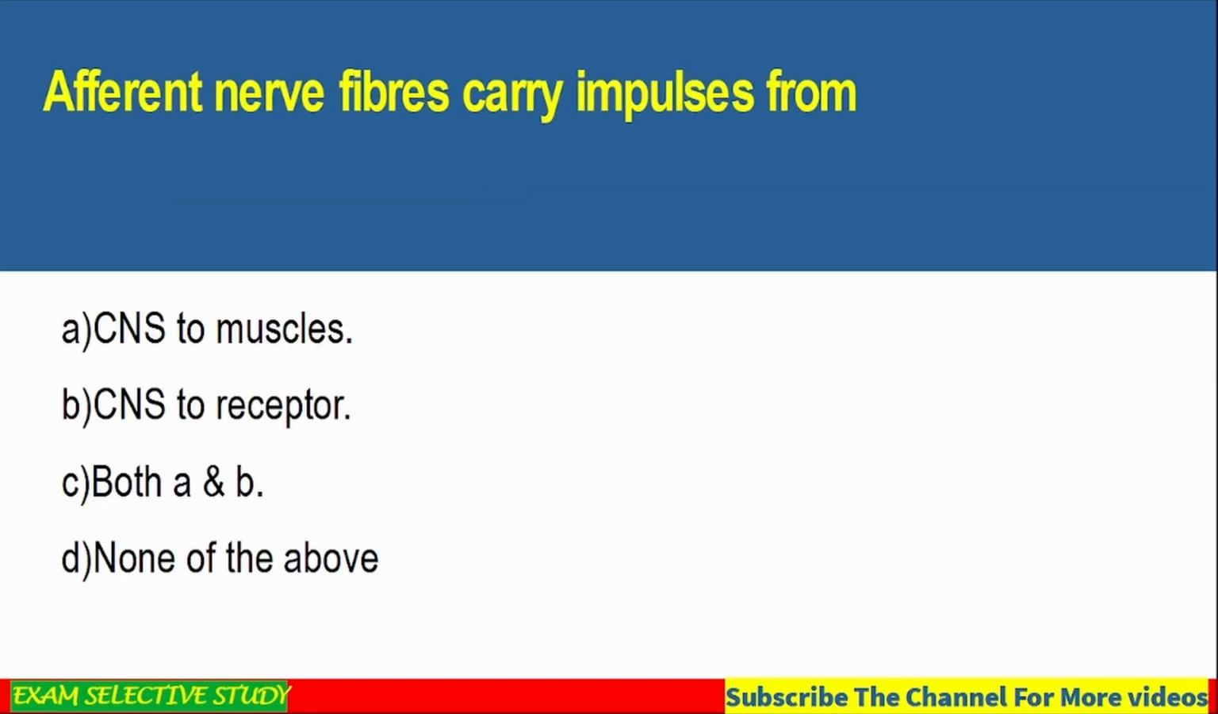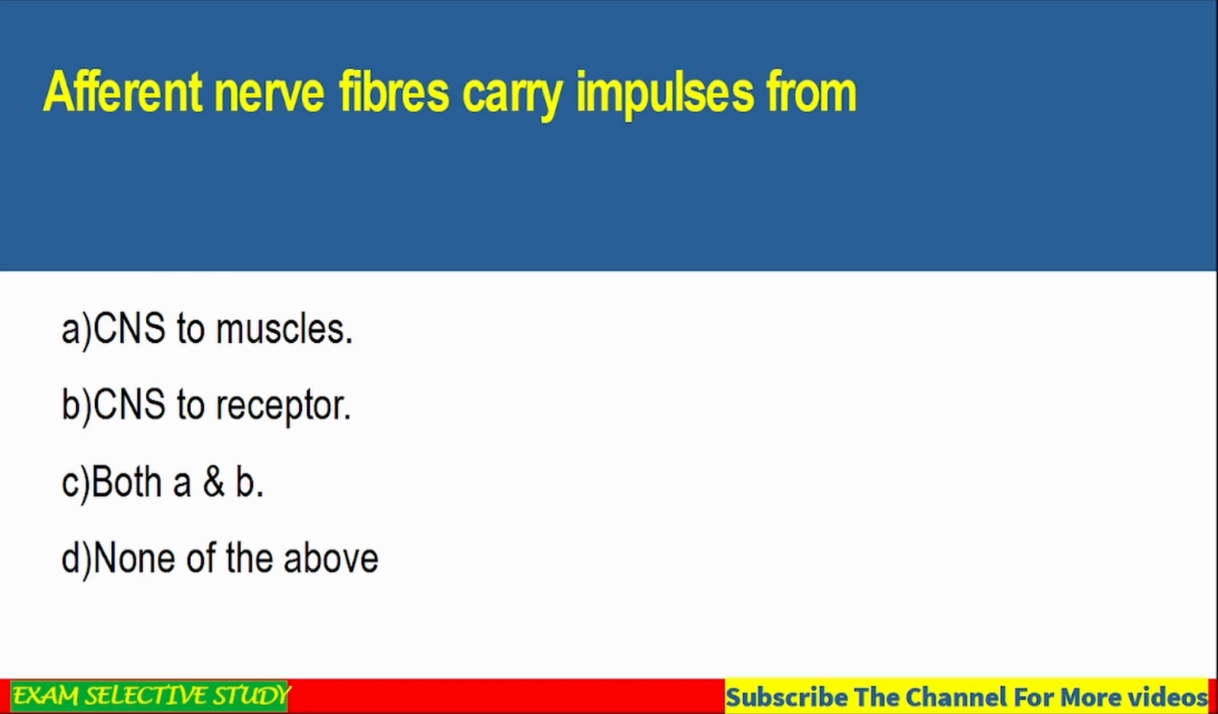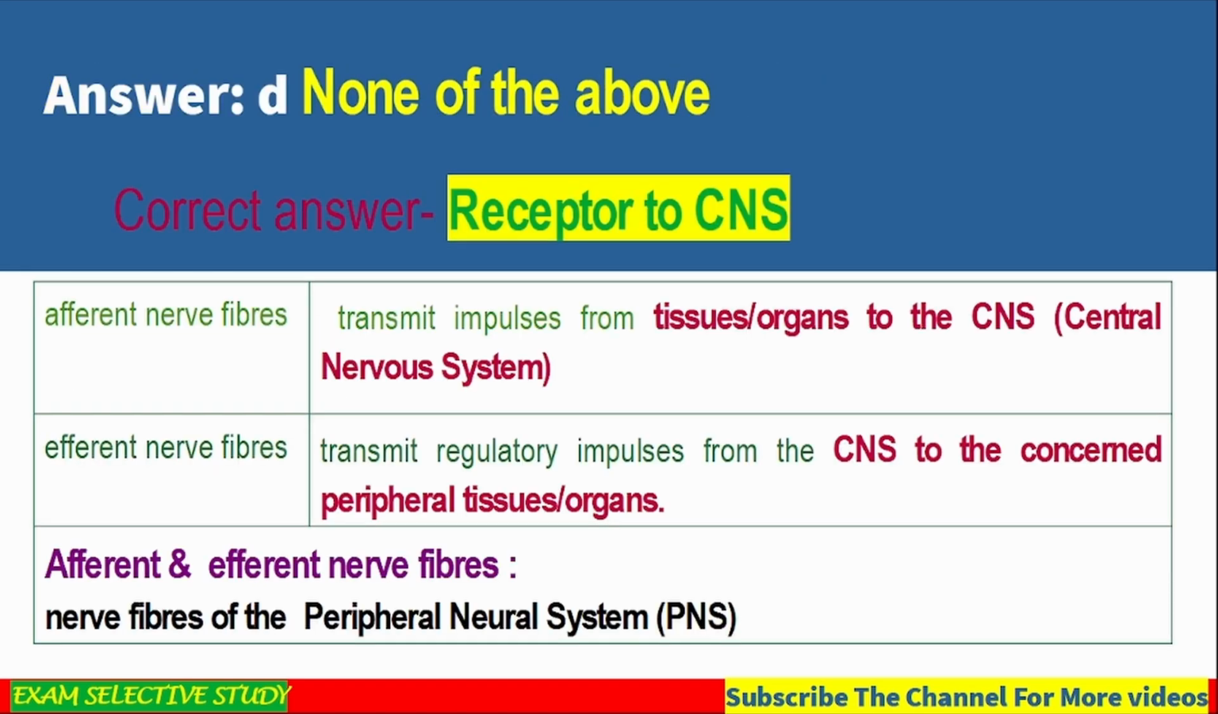അടുത്ത ചോദ്യം. Afferent nerve fibers carry impulses from: options: CNS to muscles, CNS to receptor, both A and B, none of the above. Answer. None of the above. Afferent nerve fibers carry impulses from receptor to CNS. Receptor to CNS എന്നുള്ള ഓപ്ഷൻ ഇല്ലാത്തതിനാലാണ് ആൻസർ none of the above എന്നത്. Afferent nerve fibers carry impulses from receptor to CNS.